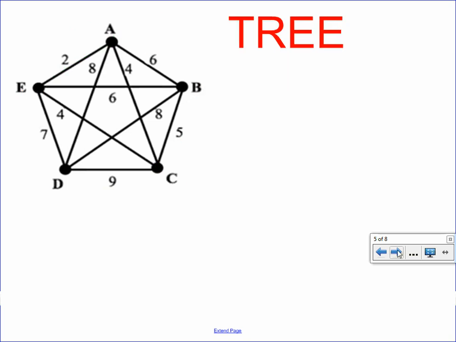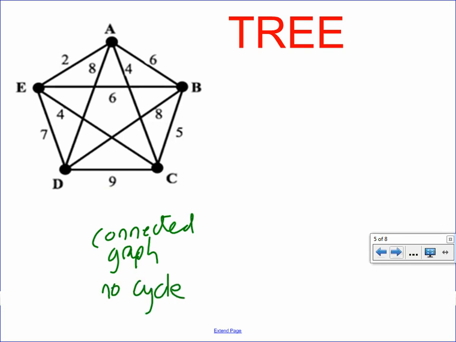Okay. Tree. Now, a tree is a connected graph. And within the graph, there has to be no cycles. Did we do cycle? Yes, we did cycle, didn't we? So, do you remember what a cycle is?